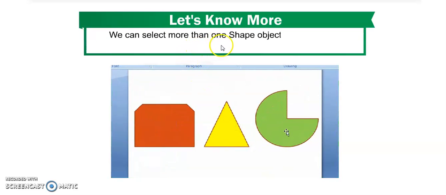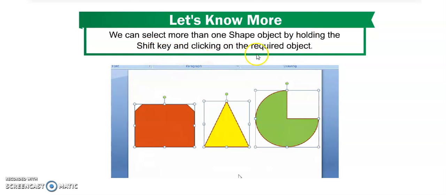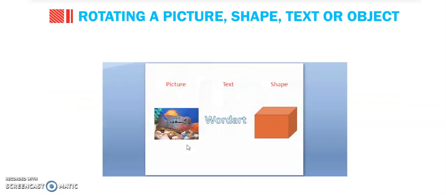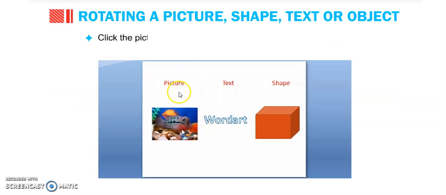And we can select more than one shape object by holding the shift key and clicking on the required object. So we can change the properties of all the shapes together. Okay. After that, how can we rotate a picture, shape, text or object?